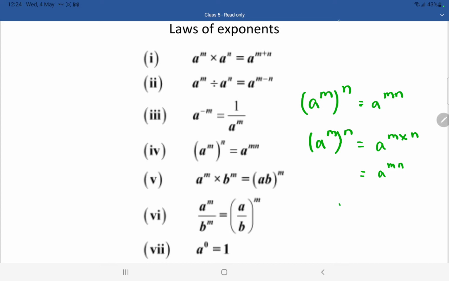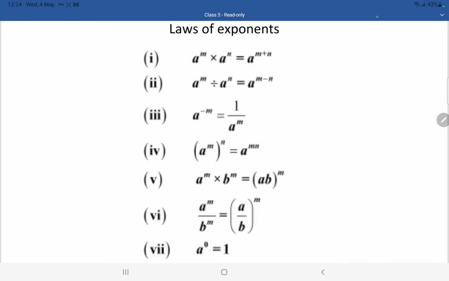if you just see, I will take a is equal to 3, m is equal to 2, n is equal to 1. So here 3 power 2 whole power 1 is equal to 3 power 2 into 1, which is equal to 3 power 2. Okay children, clear with this? Let us move on to the next law, which is the fifth law.